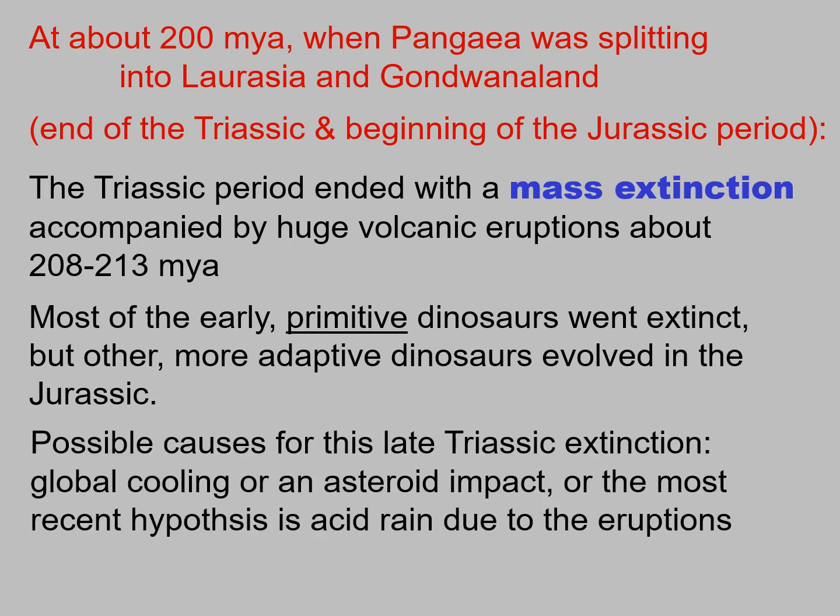People have debated the probable causes for this late extinction. Causes that have been put forth include global cooling or an asteroid impact, but the most recent hypothesis is that the volcanic eruptions caused massive acid rain that led to these extinctions.